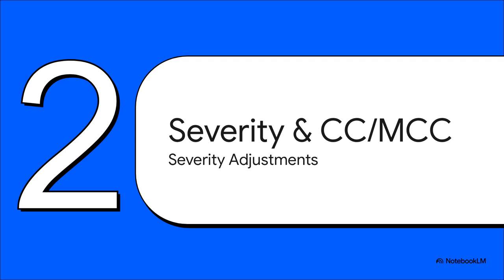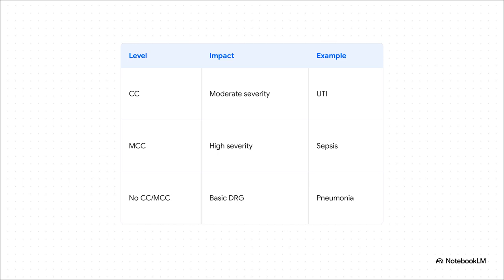Which brings us to Section 2, Severity and CC/MCC logic. This is where things get really interesting. We have to account for how sick the patient actually is, right? These severity adjustments are the absolute core of the MSDRG system. Basically, secondary diagnoses act as massive multipliers. A CC, which stands for complication and comorbidity, adds moderate severity. Think along the lines of a UTI or malnutrition. But an MCC, a major CC, that indicates high severity and huge resource use. Conditions like sepsis, acute renal failure, or respiratory failure act as powerful drivers that significantly bump up the relative weight and reimbursement of the case.